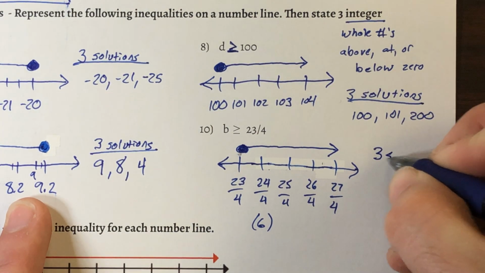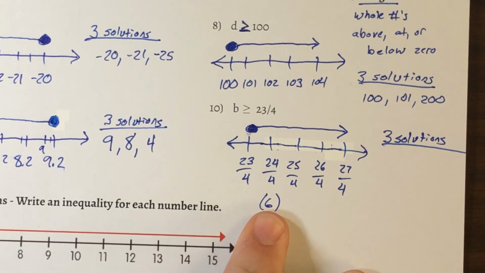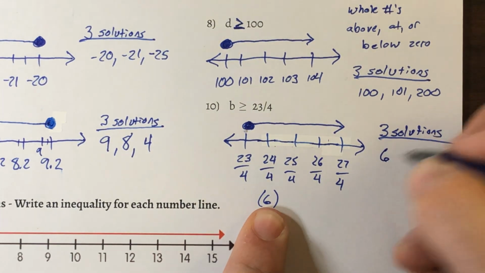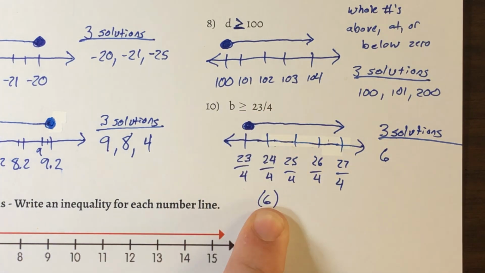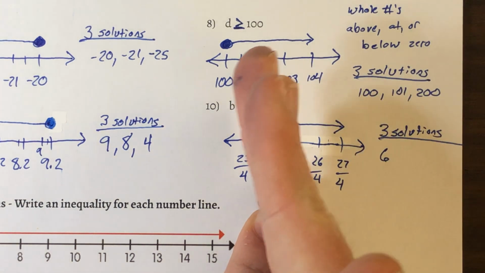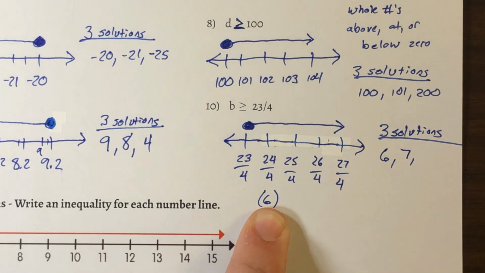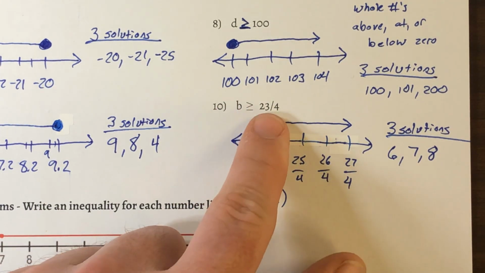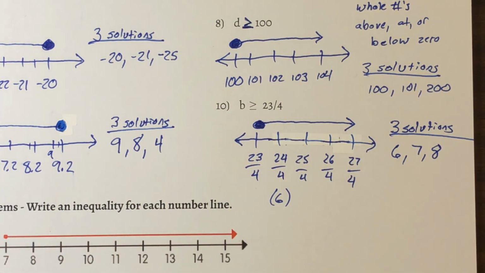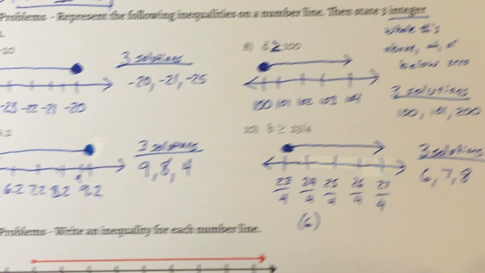What are 3 integer solutions? Well, I've already pinpointed one. 6 is a solution. 6 is a whole number that is greater than or equal to 23 fourths. So if I need numbers greater than, I could immediately just say 7, 8, 9, 10, all of those numbers would work. So I'm just going to go with 6, 7, and 8. 6, 7, and 8 are all greater than or equal to 23 fourths, and they are integers, meaning whole numbers above, at, or below 0. We have one more example.